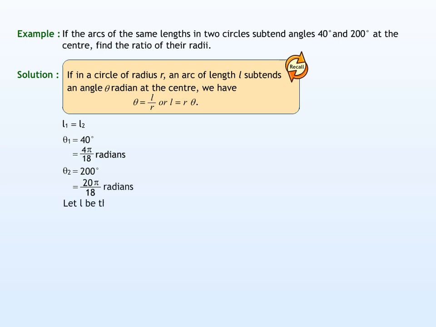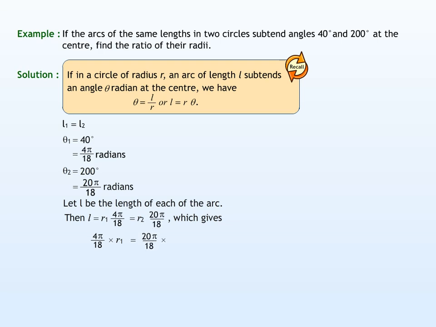Let L be the length of each of the arc. Then L is equal to R1 theta 1, which is equal to R2 theta 2. Substituting the values of theta, we get R1 into 4 pi by 18 is equal to R2 into 20 pi by 18. This gives us R1 upon R2 is equal to 5:1. Therefore, R1 is to R2 is equal to 5:1.